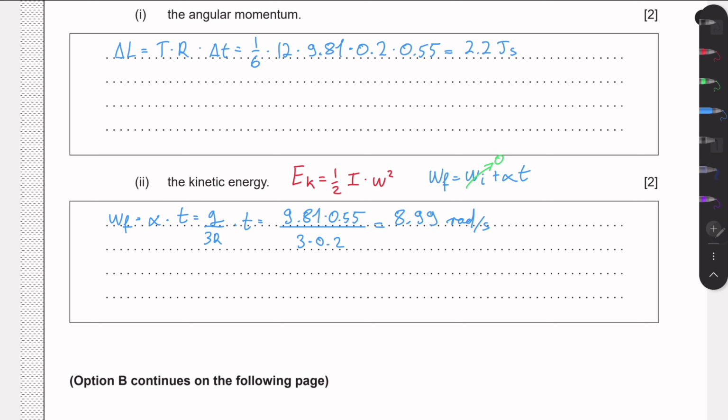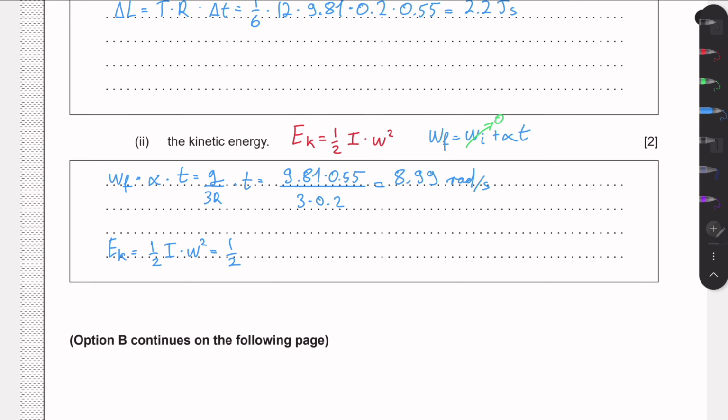And well, we know that E kinetic is 1/2 times the moment of inertia, like this. We know the moment of inertia was given previously in the question. So that was 1/2 times mr squared times angular speed squared. So this will just be 1/4 times the mass, which is 12, times the radius squared, which is 0.2 squared, and then times the speed squared. This will give us the final answer of 9.7 joules.